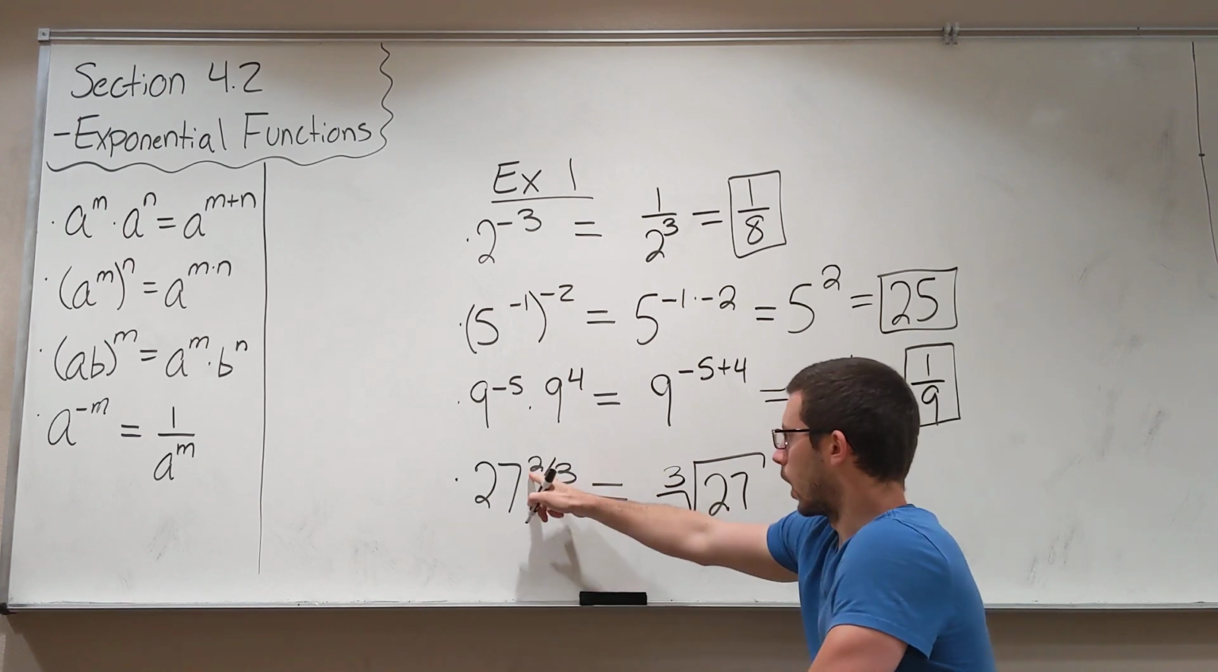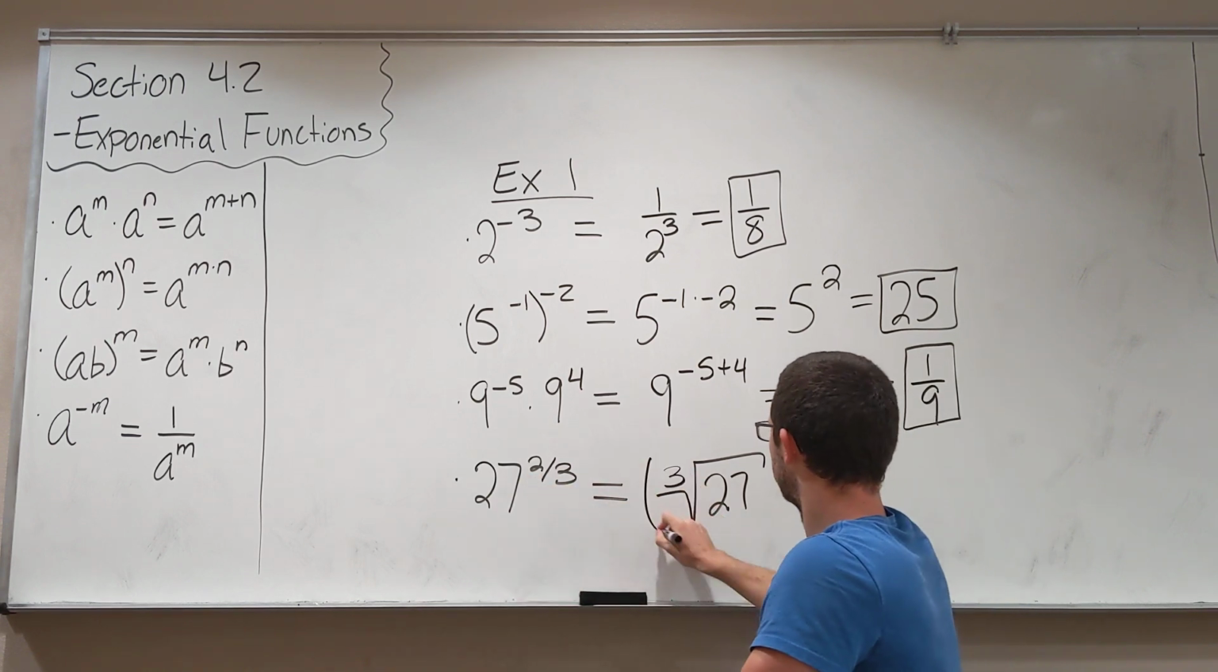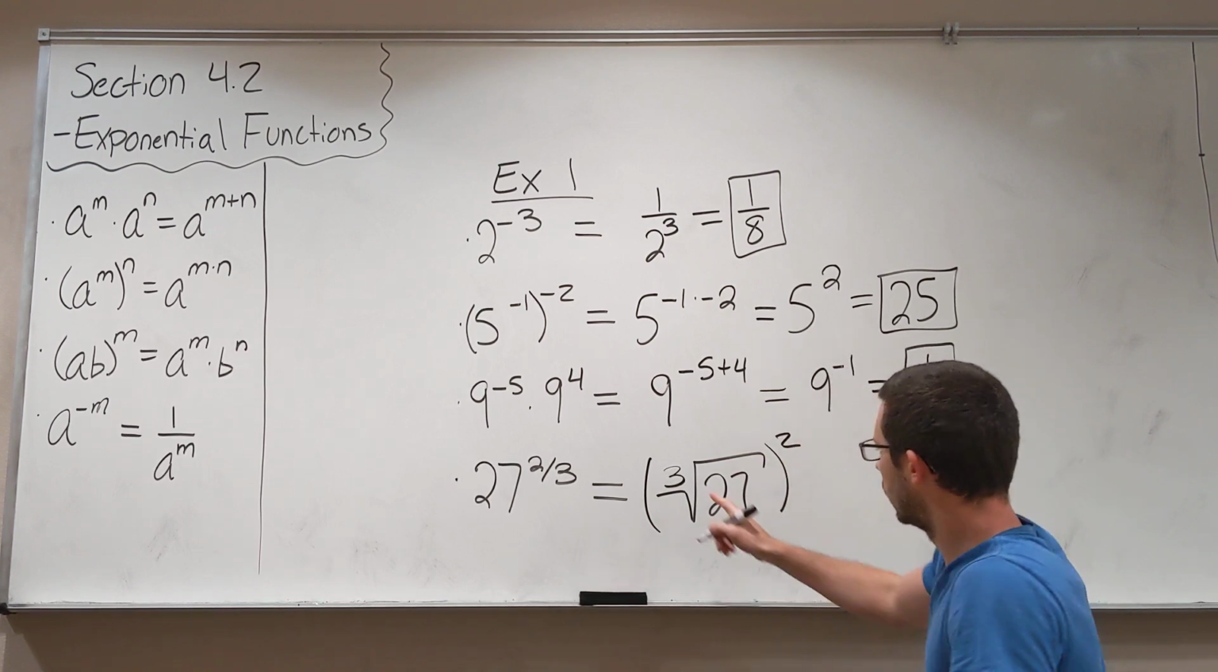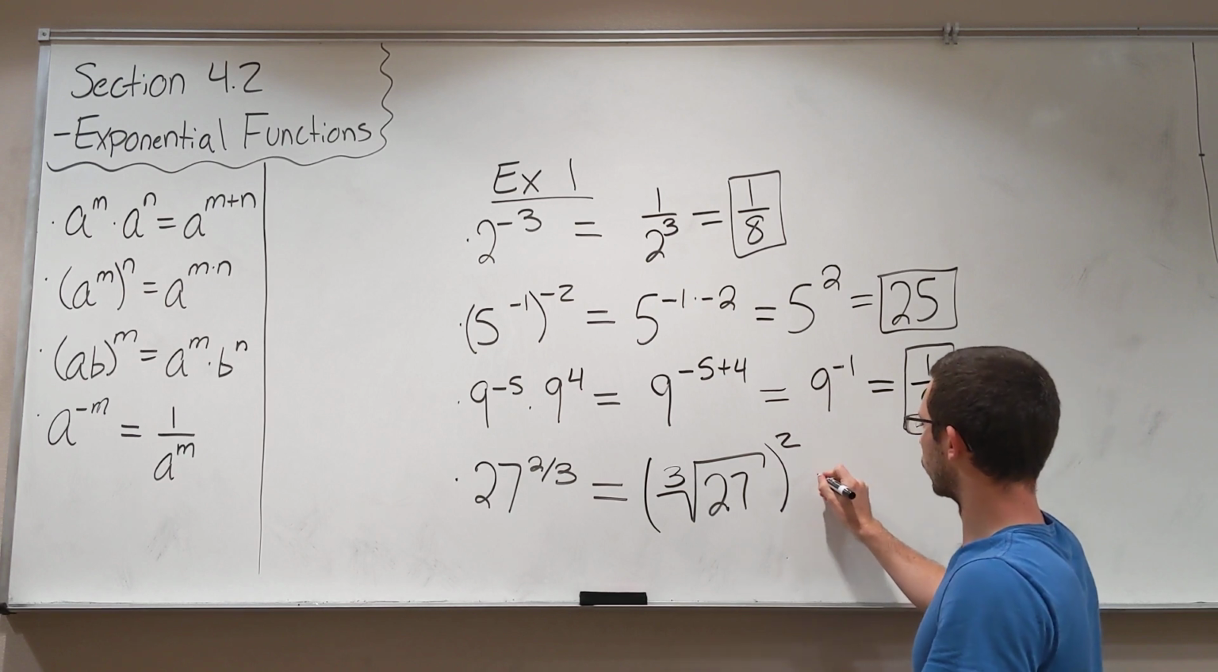And then what happens to that 2? Well, it goes on the outside. The third root of 27, that is 3.